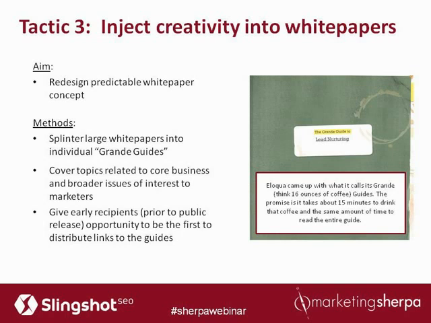Now, Eloqua's guides covered a variety of topics, both related to its core business and also broader issues of interest to marketers. In a broader scope, the goal of each guide was to generate and nurture leads. Eloqua would send the guide to its entire database a few days before it was released to the public. Eloqua provided links that gave its early recipients an opportunity to become marketing mavens by being the first to distribute links to the guide.